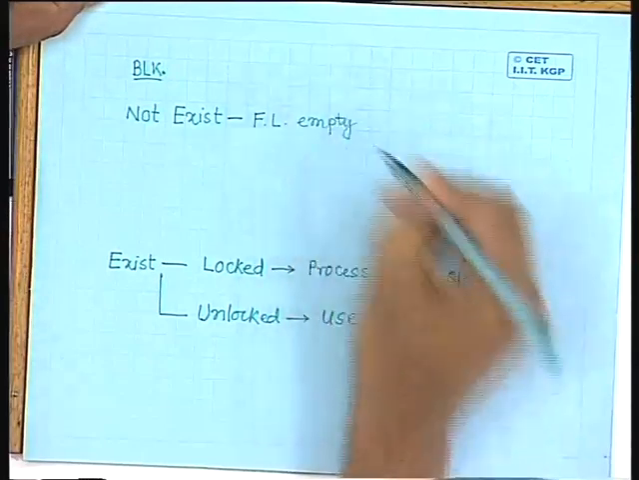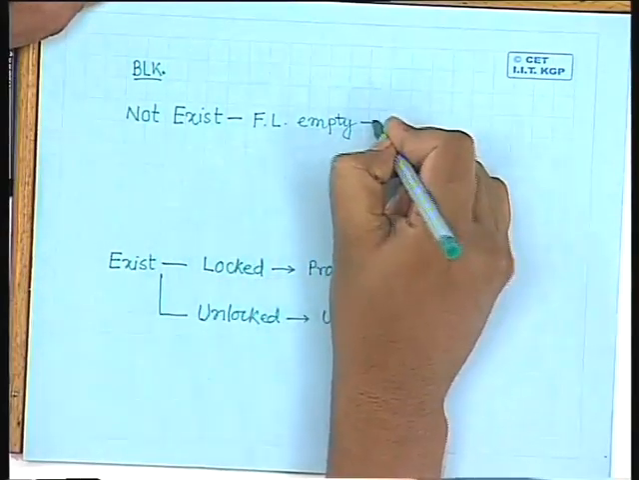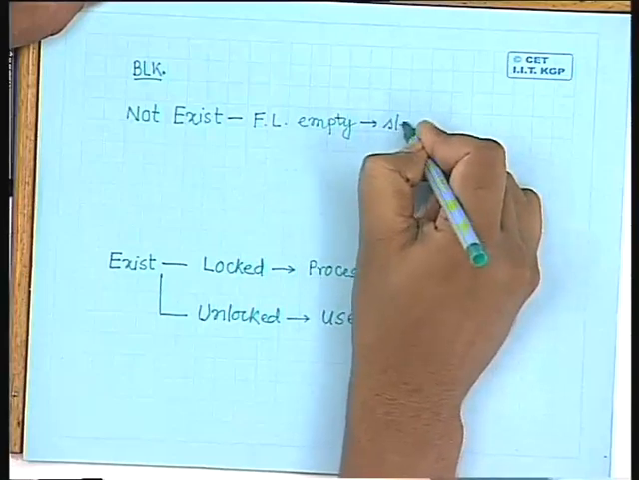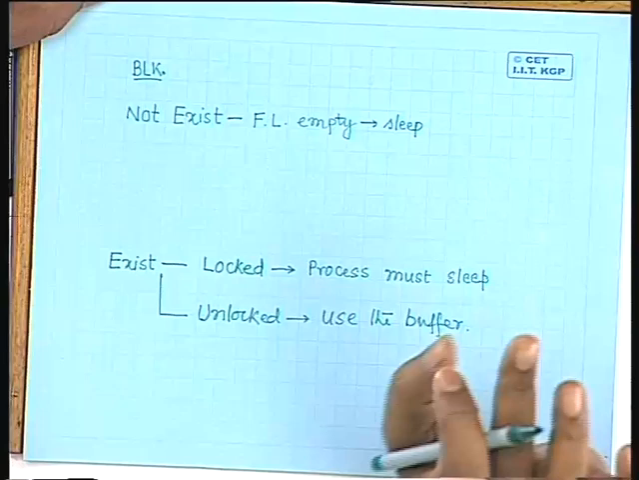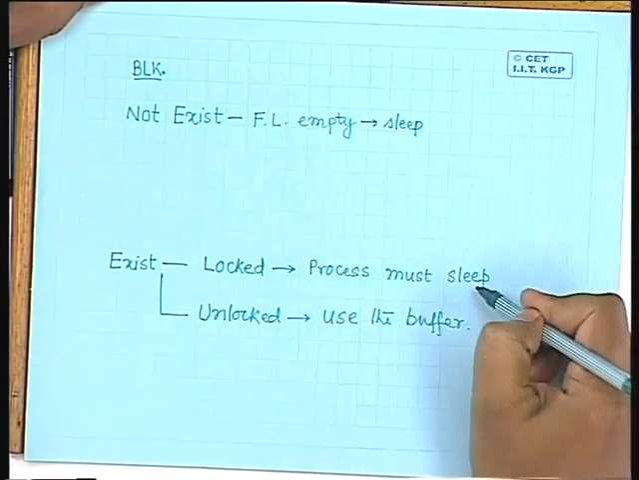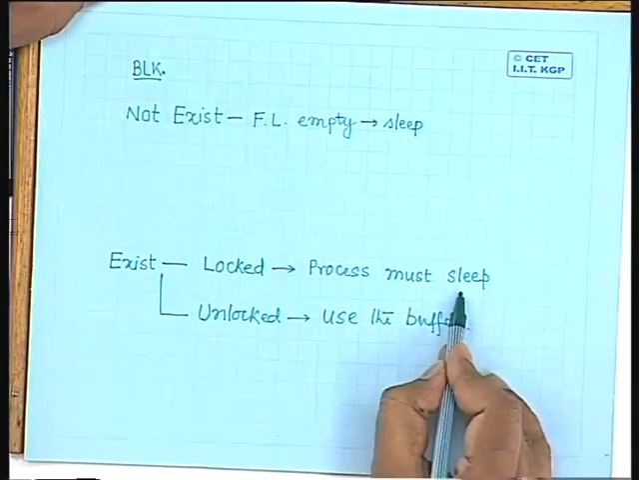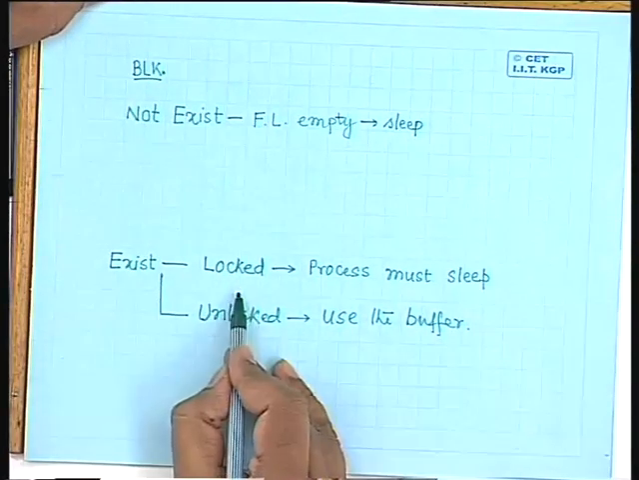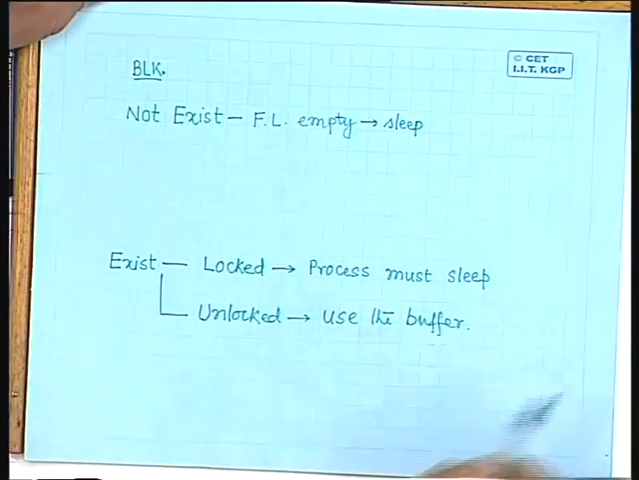Okay. So if the process finds that the free list is empty, then again the process has to go to sleep mode, because I don't have any other option, because there is no free buffer where I can put this new block. So the process has to go to sleep mode. Now there is a difference between this sleep mode and this sleep mode. What is the difference? Here, when the block exists in the buffer, the process sleeps until and unless that particular buffer becomes free.